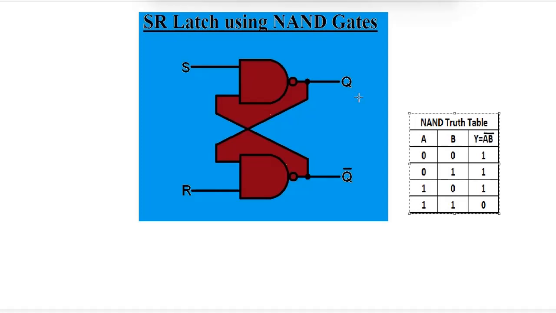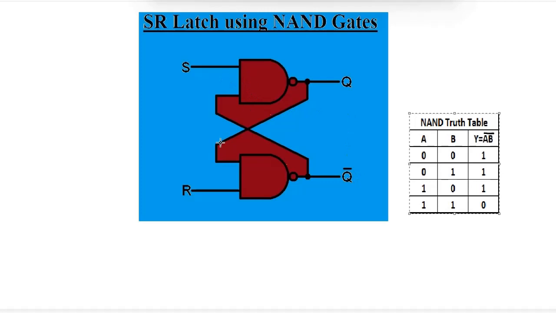So, hello everyone. Today's topic is SR latch using NAND gates. Here we have two NAND gates. The first NAND gate is the S NAND gate, and the second is the R NAND gate. The inputs of the first NAND gate are S and Q bar. The output is Q, and the second NAND gate inputs are Q and R. The output of the second NAND gate is Q complement.